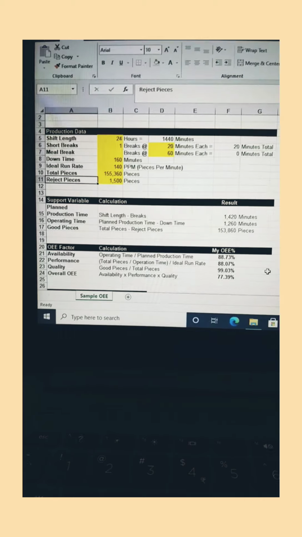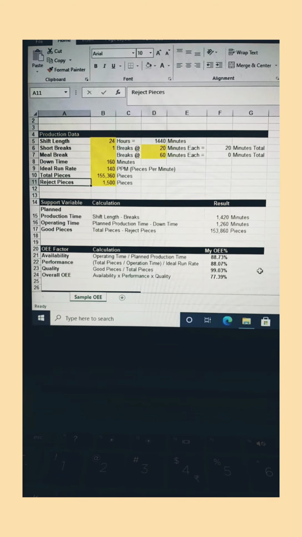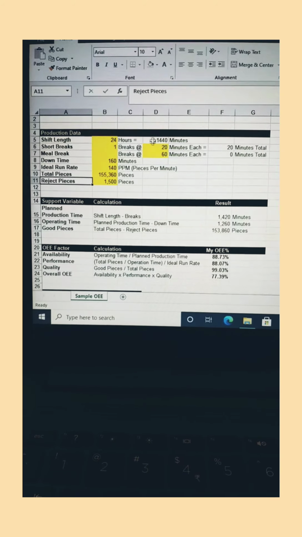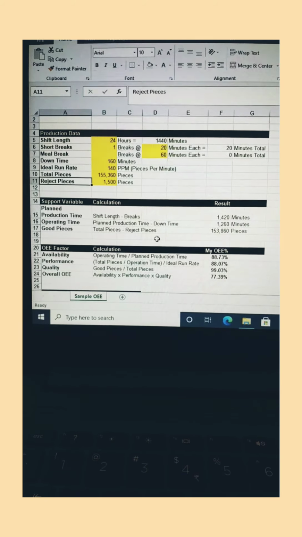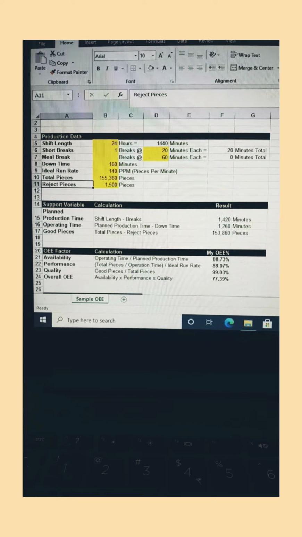and then you can evaluate what are the main losses which are incurring, and how you can improve them by incorporating their data. This is a simple sheet in which you can incorporate your data of the machine, calculate the OEE of your machine, and then improve your manufacturing system.